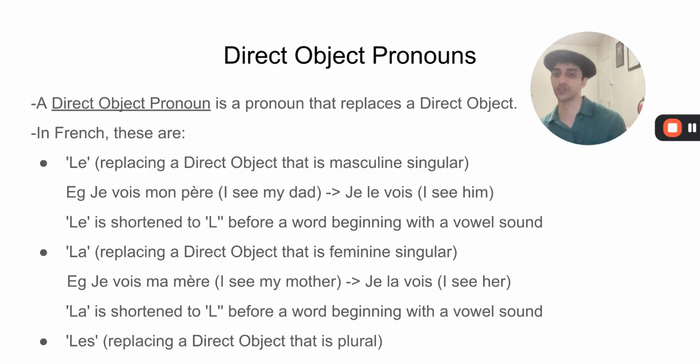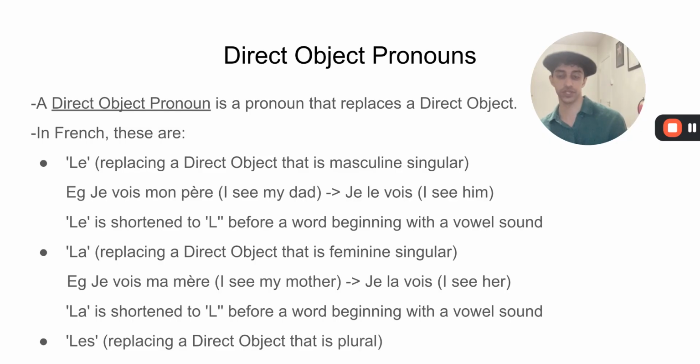For example, je vois mon père, I see my dad. You could replace the direct object there, which is mon père, with le to make je le vois, meaning I see him. So mon père, my dad, is the masculine singular direct object, and therefore it can be replaced by le. These direct object pronouns, and even the indirect object pronouns too, come slightly further forward in the sentence. Typically, they go just in front of the verb, as you can see here in je le vois, instead of je vois le, which would be incorrect.